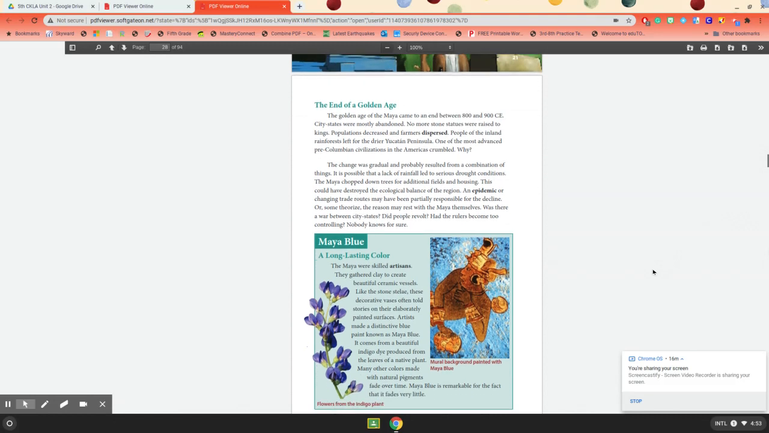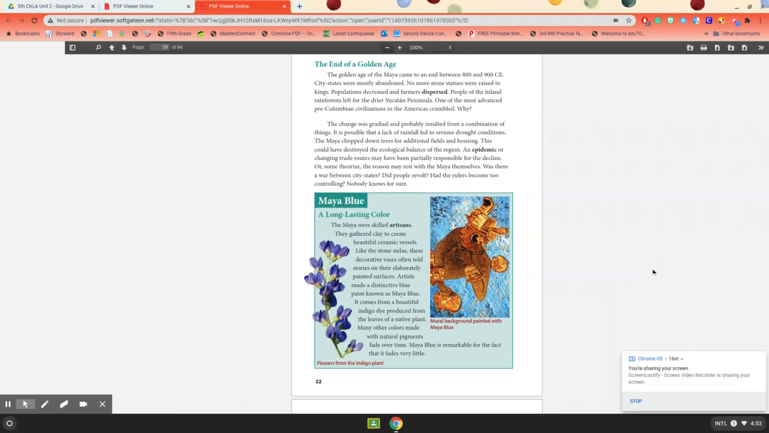The end of a golden age. The golden age of the Maya came to an end between 800 and 900 CE. City-states were mostly abandoned. No more stone statues were raised to kings. Populations decreased and farmers dispersed. People of the inland rainforest left for the drier Yucatan Peninsula. One of the most advanced pre-Columbian civilizations in America crumbled.